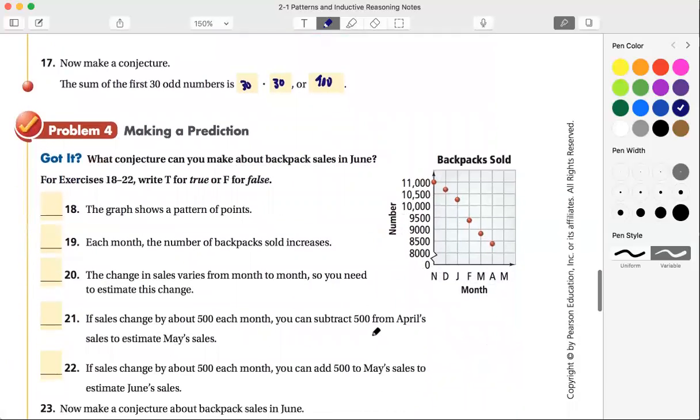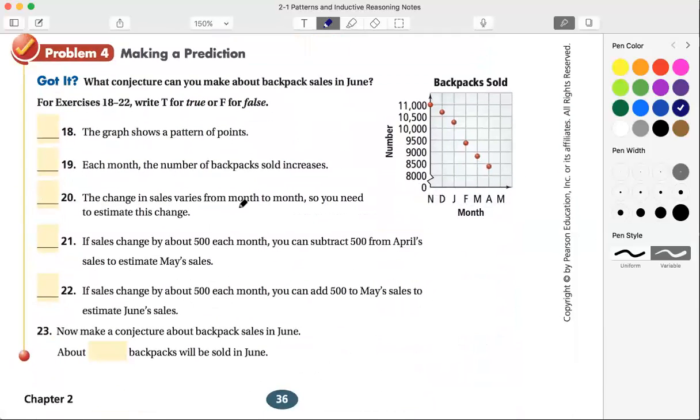All right, let's make a prediction. So what conjecture can we make about backpack sales in June? So here's the month. November, December, January, February, March, April, May. So it looks like they're decreasing, okay? So let's write true or false in these statements. The graph shows a pattern of points. Is that true? Yes.